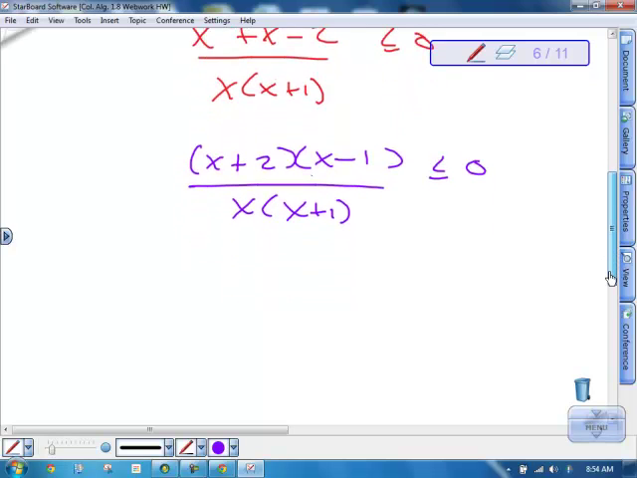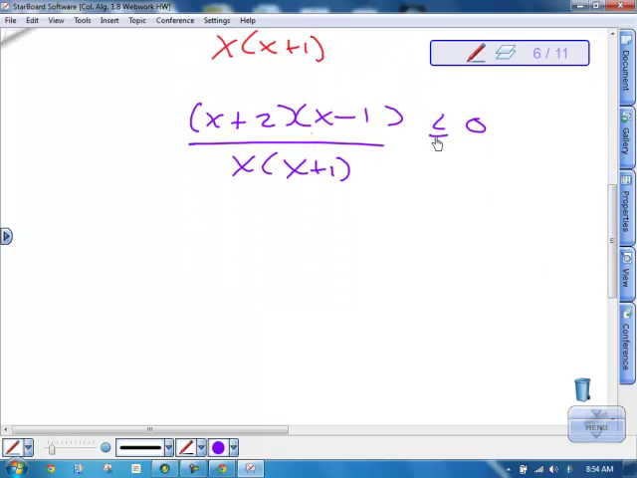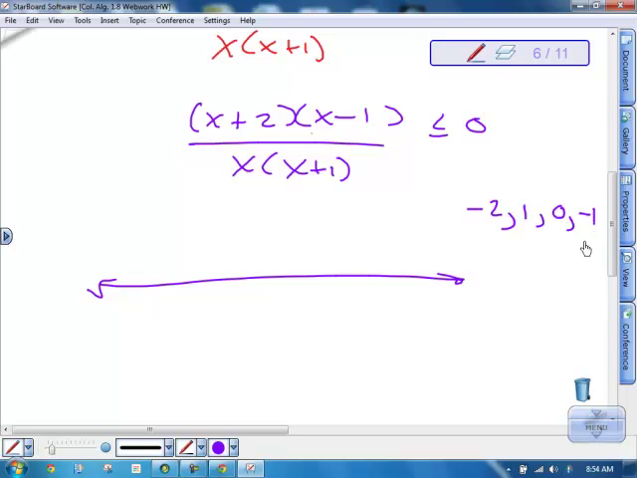Once we get it all factored and simplified the right way, and we get 0 on this side, it's pretty easy to do the key points on a number line. The key points are the places where this thing is undefined and 0. So those are -2, 1, 0, and -1. So I'm going to put it on -2, -1, 0, and +1 are the key points.